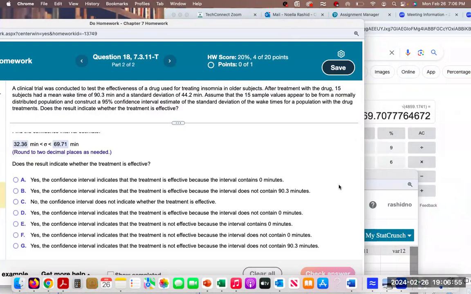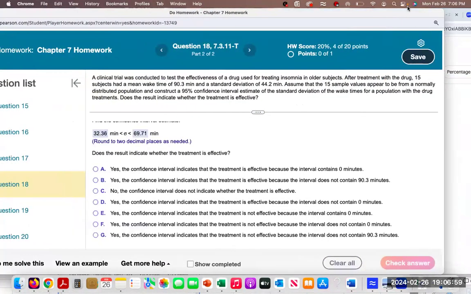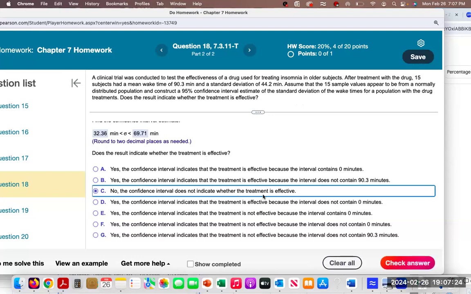Don't forget to take the square root of the lower and upper values when you're trying to find the confidence interval for standard deviation, because StatCrunch finds it for the variance. Does it indicate whether the treatment is effective? Here we're only getting estimates for standard deviation. It doesn't tell us anything about effectiveness. I'm going to say no, the confidence interval does not indicate whether the treatment is effective.